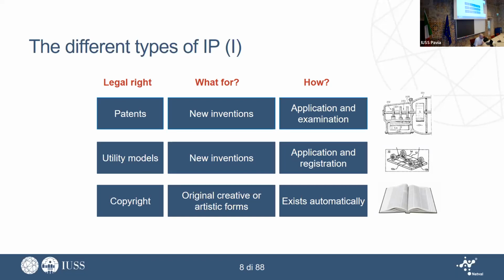The copyright, differently from patents and utility models, doesn't need to be registered. The copyright automatically exists when a work is created. Copyright protects any type of original, creative expression, including, the most famous, literature, drama, art, music, photography, broadcast, recording.